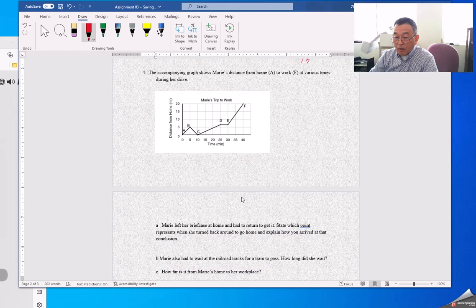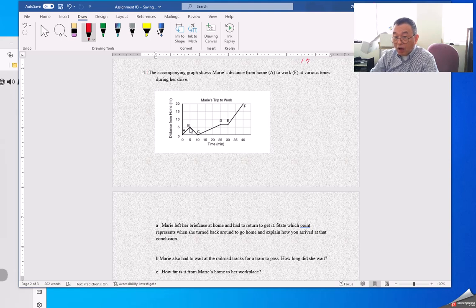Mary left her home, had to return, and started driving again. Which point represents where she returned back? She decided to return back right here. Otherwise she would have kept going up. But see, the slope is negative going from B to C, so the distance is going backwards. So the point is B, where she decided to turn back.